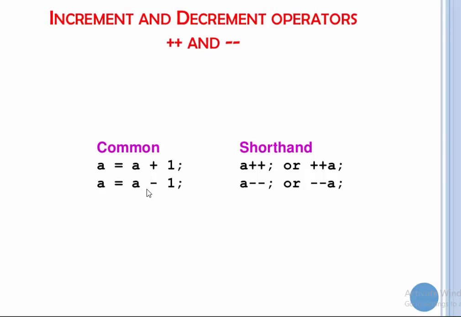In the decrement operator, the value of a variable is decremented by 1. So instead of writing it the common way, we can use a shorthand operator like a minus minus. If the value of a is 4, after that the value of a is reduced by 1. When this statement is executed, the value of a will become 3, and this is called a post decrement operator. This is called a pre decrement operator.